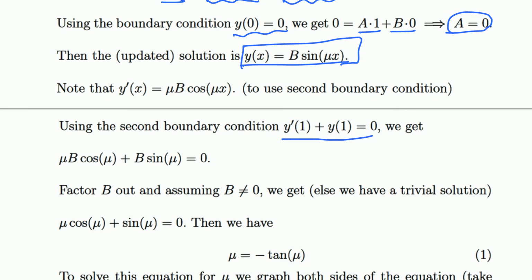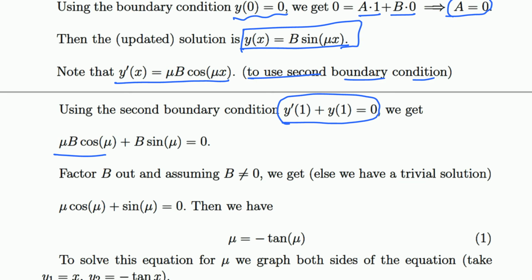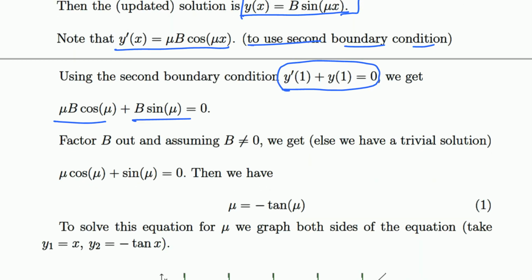Okay, so this is the solution now, updated, but we need to determine b. To apply the second boundary condition, y prime at 1 plus y at 1 equals 0, let's find the derivative of this. The derivative is just mu b cosine mu x. We are finding this just to use the second boundary condition. So here y prime at 1 is mu b cosine mu, plus y at 1, which is b sine mu, equals 0.